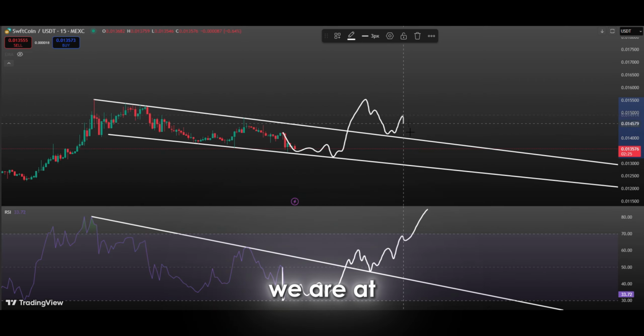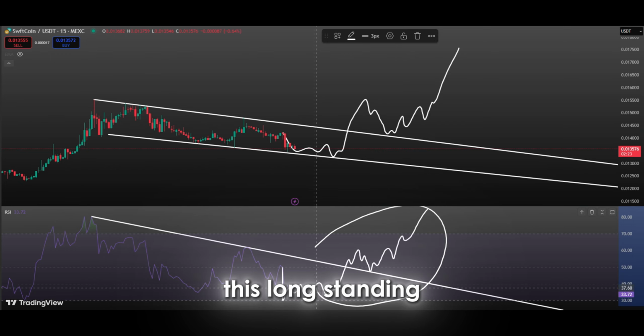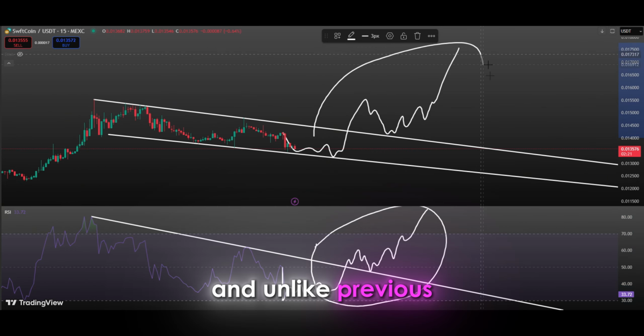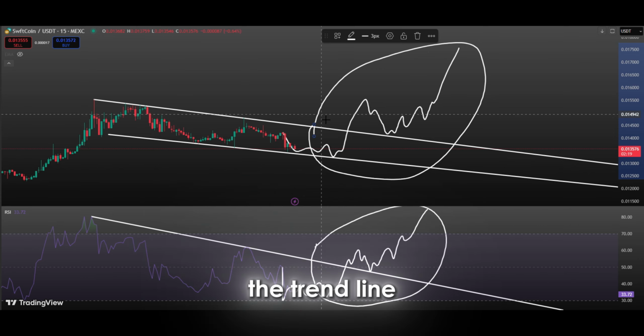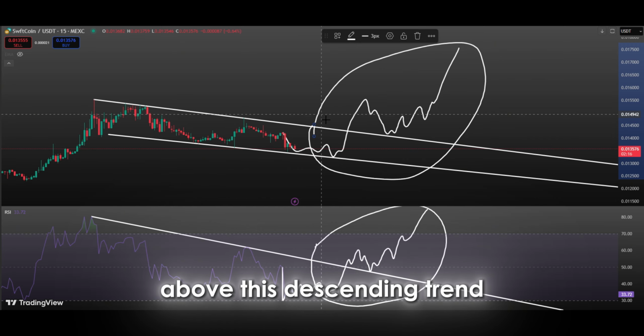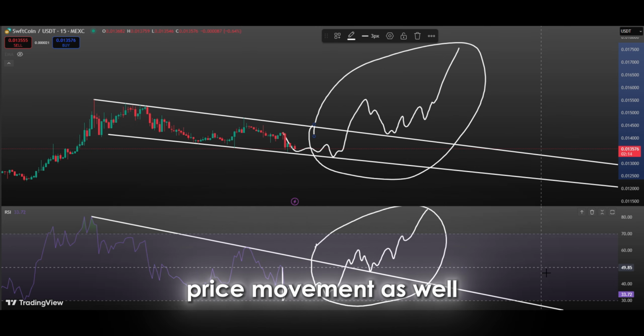However, at present, we are at a critical juncture. The RSI has once again touched this long-standing descending trend line. And unlike previous instances where it was rejected, this time it seems to be showing signs of breaking the trend line to the upside. If the RSI manages to break above this descending trend, it would be a technically positive development and could signal a shift in price movement as well.